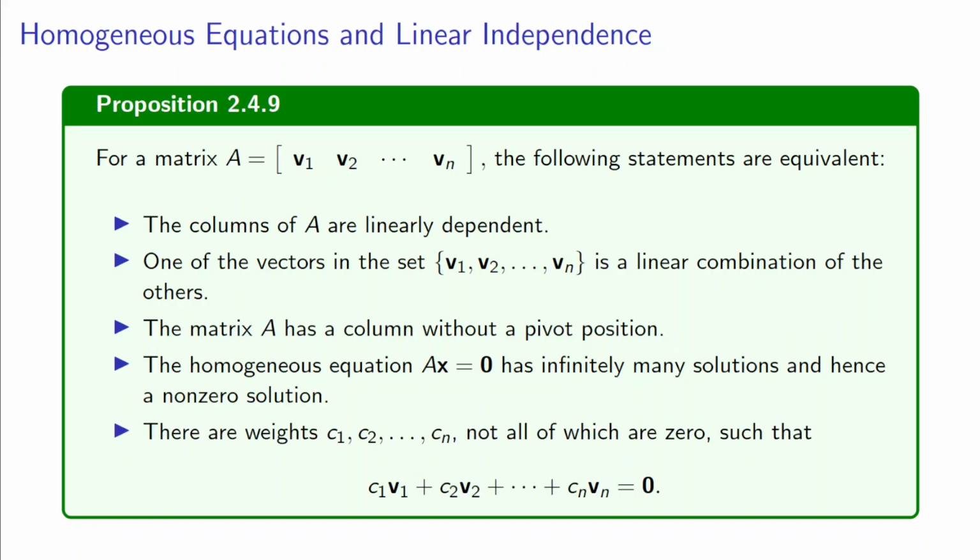And then the last one: there are weights c1, c2 up through cn, not all of which are 0, such that c1v1 plus c2v2 plus ... plus cnvn equals 0. This is essentially saying that we can have a linear combination of our vectors and get the 0 vector where not all of those weights are 0. Some books or resources actually use this last bullet as the definition of what it means for a set of vectors to be linearly dependent, and then independent would be that all of those weights would have to be zero.